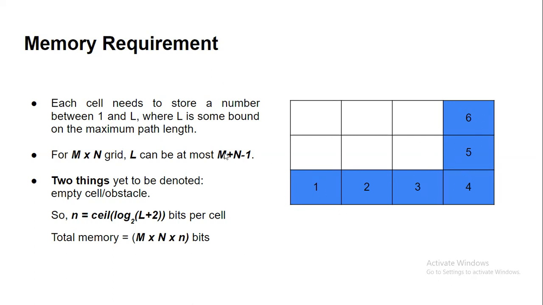How are you getting this? 3 plus 4 minus 1, 6. So you need some sort of bit configuration to denote all these six grids. Another two things you have to include, that is the cell is empty or obstacle. So the total number of things you have to represent is L plus 2. And how many bits can you represent with L plus 2? That is log to the base 2 of L plus 2.